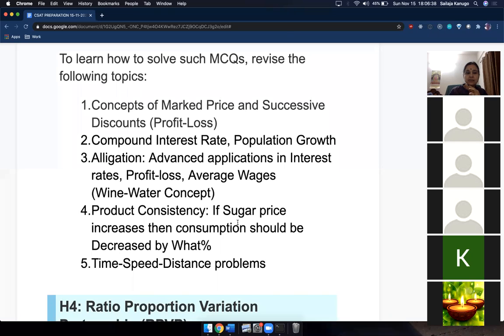Then this one, product consistency. Most of the cases, this is what happens in our middle class households also. Whenever there is a price rise in a particular commodity, we try to consume that commodity a little lesser, right? Suppose if the price of sugar is high, we try to reduce the consumption, so that our total budget is not much affected. Suppose the onion prices have increased, we will try to reduce the consumption, so that our expenditure will not exceed.